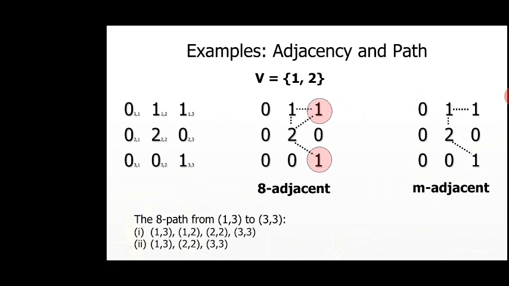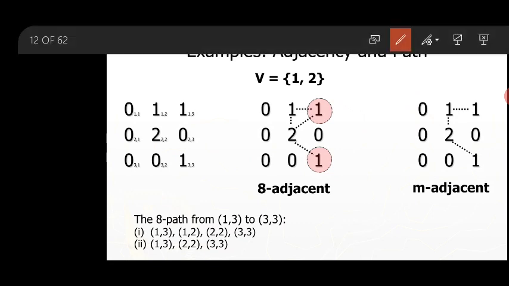Now let us go first with 8 adjacency. In 8 adjacency, you can go horizontally, vertically, and also diagonally. What is my ultimate goal? To reach from 1 3 to 3 3. How you reach is important. Initially I will choose a path from 1 3 to 1 2. Means I am going this way.